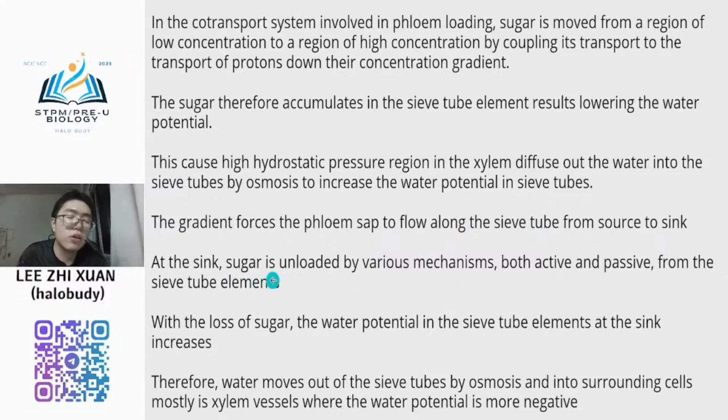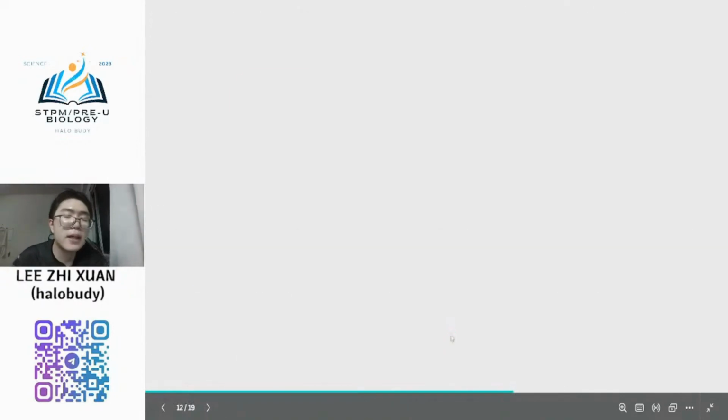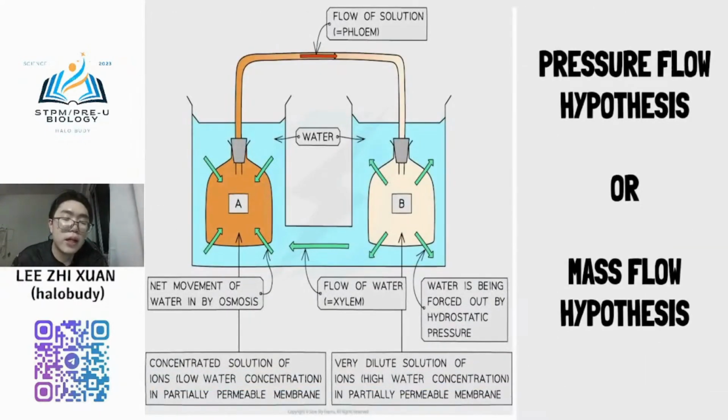So normally at the sink, your sugar will be unloaded by both active and passive transport from the sieve tube element. So when your sugar is lost, your water potential will be increased, so that your water will be diffused back into the xylem vessel again. Okay, so this is overall the pressure flow hypothesis. Another name of this theory is the mass flow hypothesis.